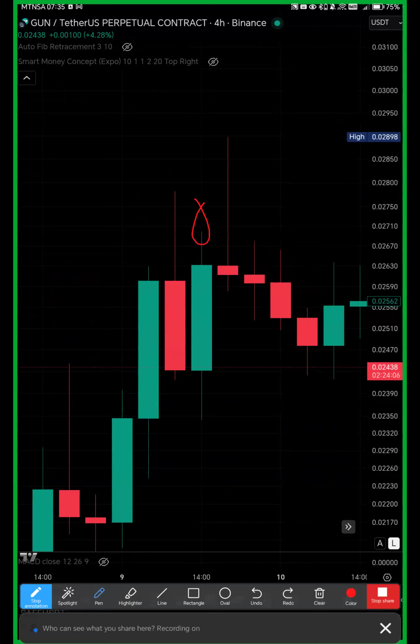The price opened here, ladies and gentlemen, in this candle. The price opened somewhere there. When it opened, this is how low it went. That is how low it went. So where it opened and where it went low, they are not far from each other.